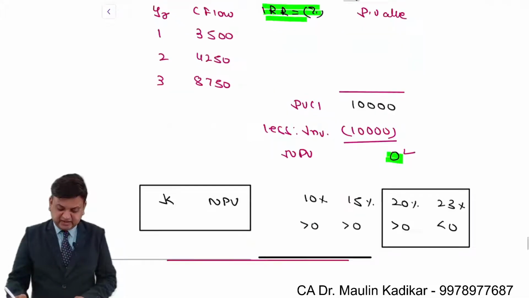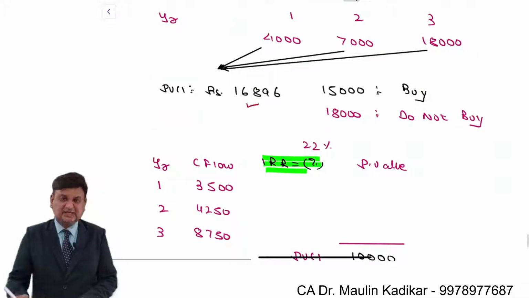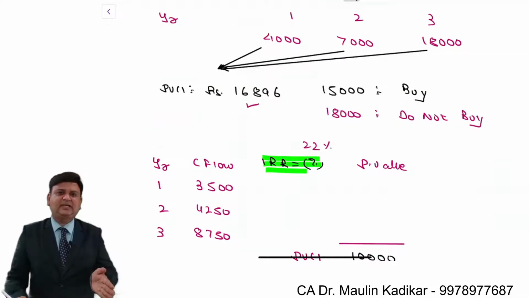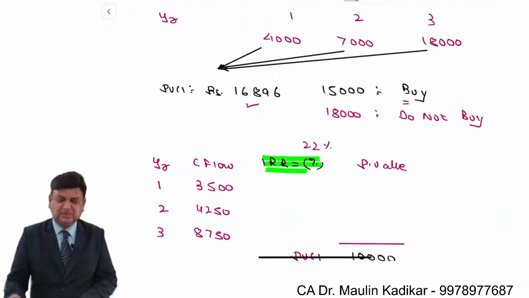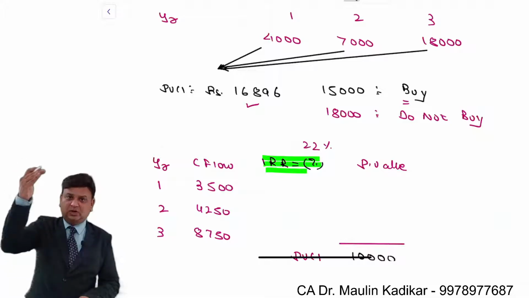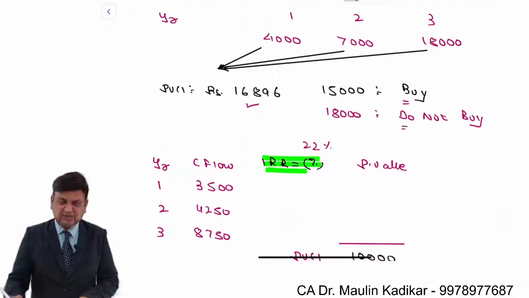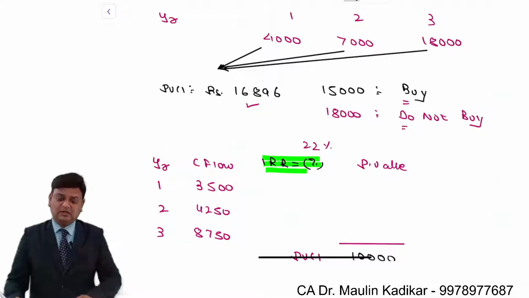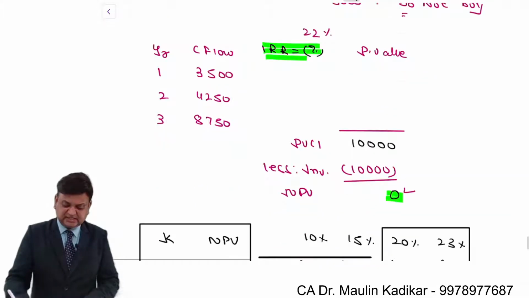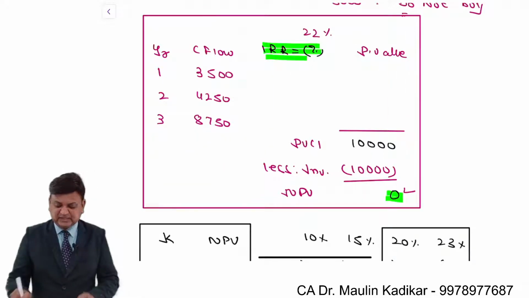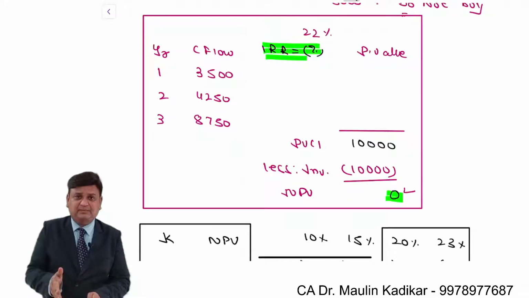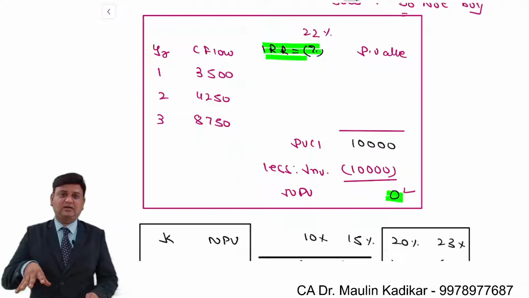The way we had 16,896 as the maximum price that I am ready to pay to purchase the machinery, and if actual price of the machinery is less, then in that case I will buy the machinery. If actual price is more, then in that case I do not buy the machinery. Similarly over here, IRR is the discounting rate at which NPV of the project is 0. It means that I can afford a maximum cost equal to the IRR.